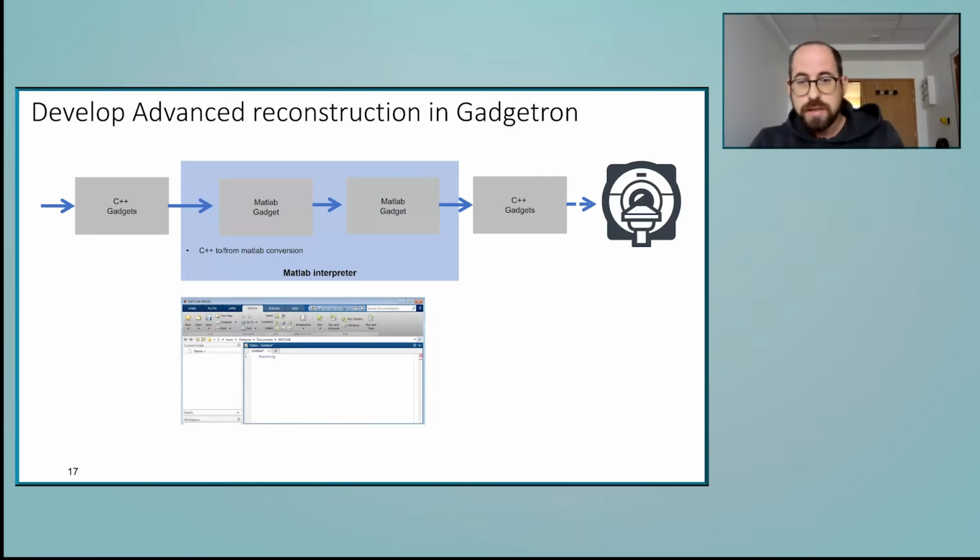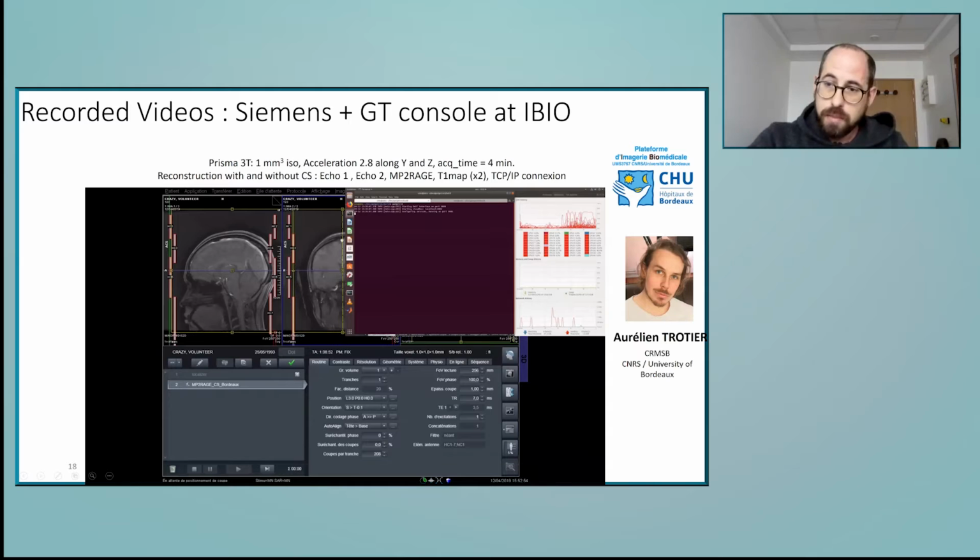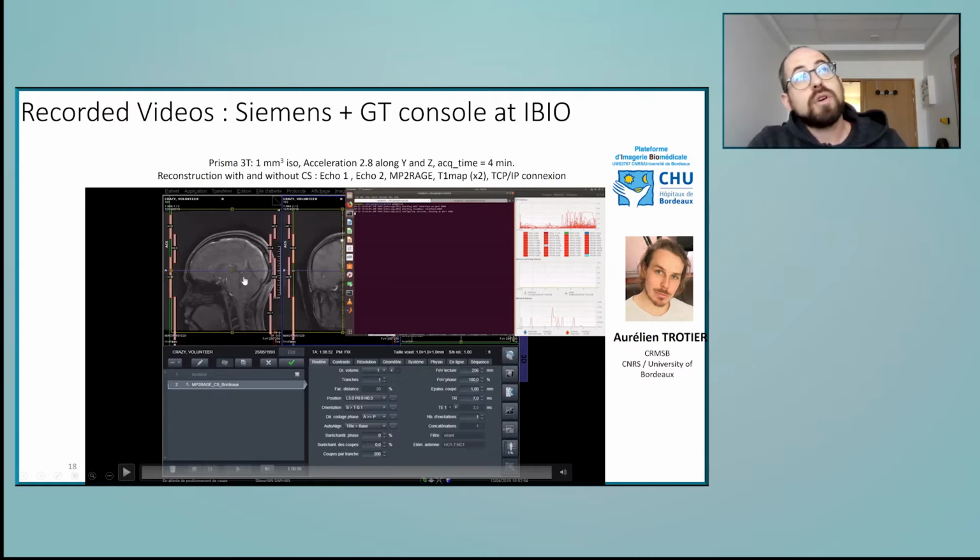I think the most interesting thing is to use MATLAB, because personally I use it a lot, and you can put your MATLAB code in a MATLAB gadget, copy and paste, and you have to trick a bit, a few things, but it's working like a charm. So for example, I will show an example made by Aurélien Trottier at Bordeaux. This is an MP2RAGE sequence with compressed sensing.